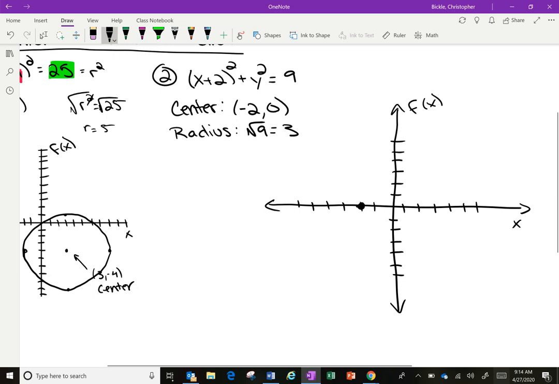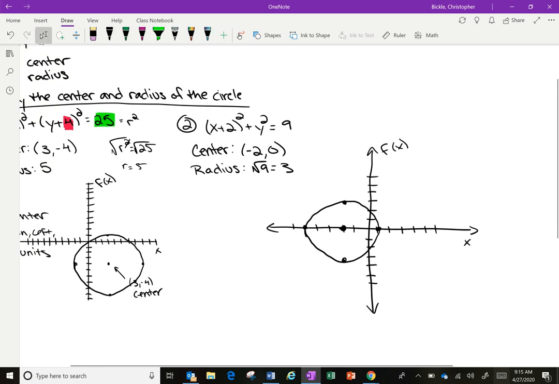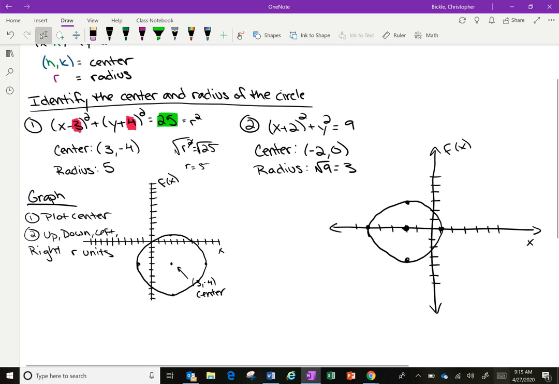Center's at negative 2, 0. So we move 2 to the left. We don't move up or down at all. Radius is 3, so I want you to go 3 to the left, 3 to the right, 3 up, 3 down, and we got a circle. That's a really bad, poorly drawn circle, but that's okay. So again, we can identify the center and the radius based on the equation, and we can sketch a graph pretty quickly.